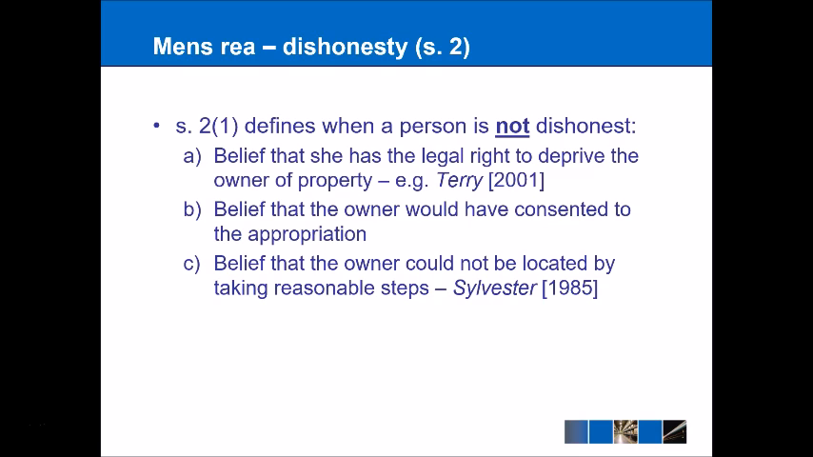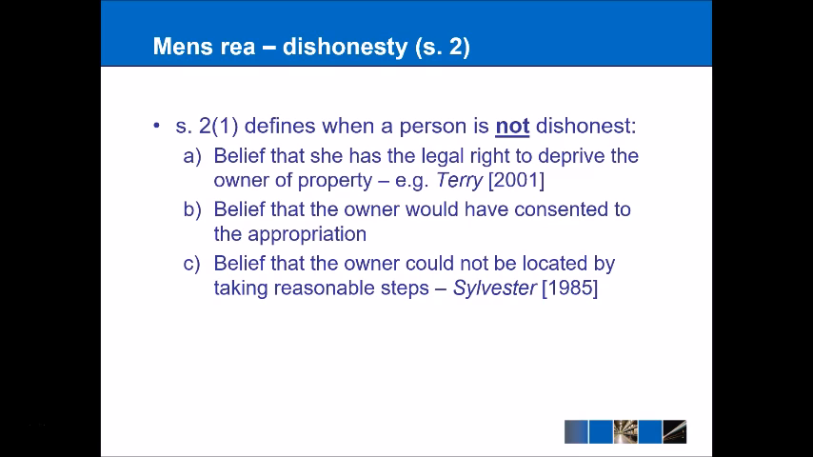So we've got an example of a case there, relatively straightforward. Next, belief that the owner would have consented to the appropriation. For example, if I was at my parents' house and the window cleaner came and I didn't have enough cash, and I borrowed some money from my mother's purse to give to the window cleaner, then I'm doing so with the belief that my mother would have consented to the appropriation. So that's an example there.